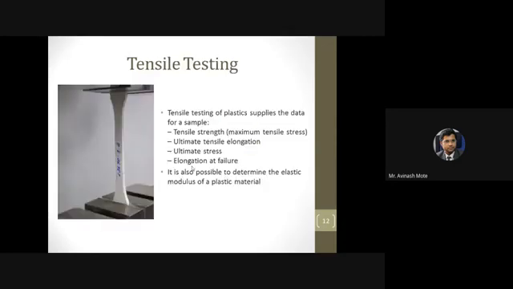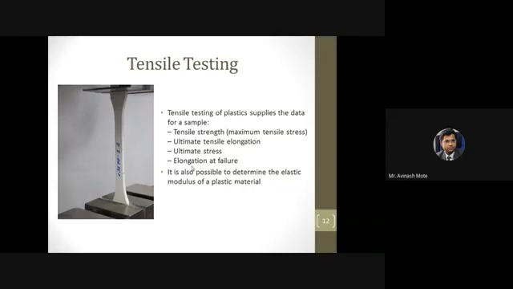The first one, the most important, is the tensile test. Now let's make it interactive. The tensile test is simple to understand, easy. You have already seen that, you have already performed that. The tensile test is basically used to understand the nature of the particular material under tensile loading.